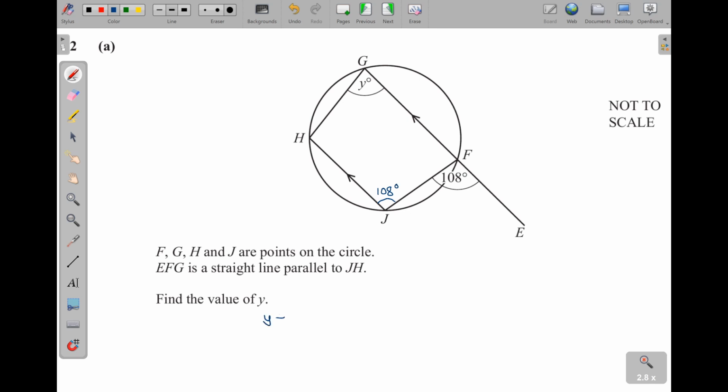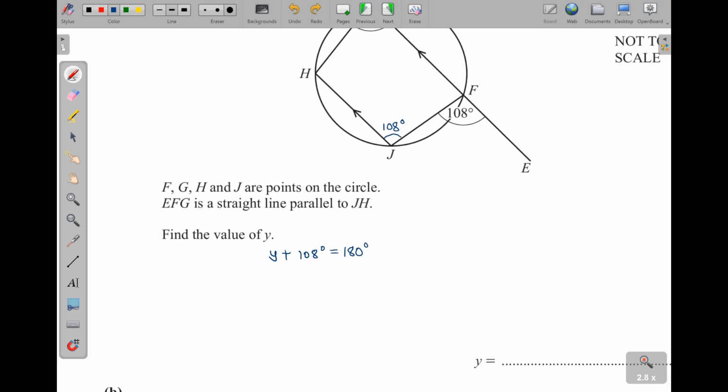Then Y plus 108 degrees is going to be equal to 180, because opposite angles in a cyclic quadrilateral add up to 180 degrees. So that means our Y is going to be equal to 180 minus 108, which actually gives us 72.